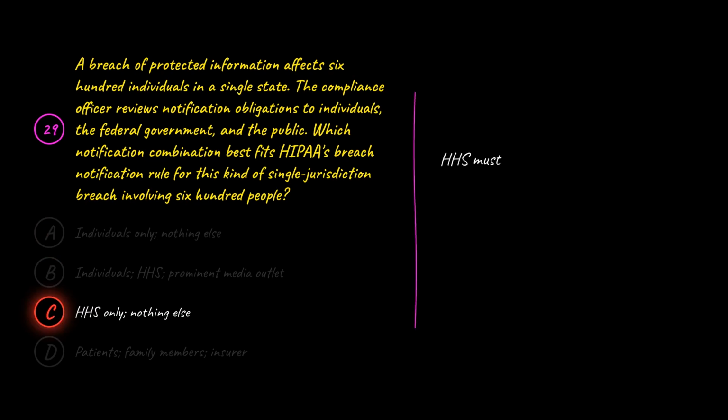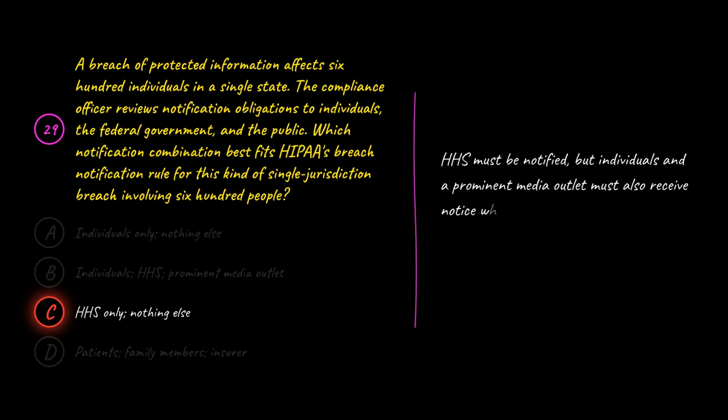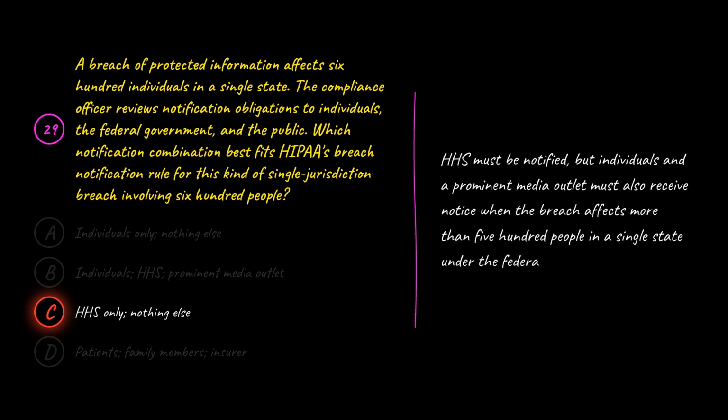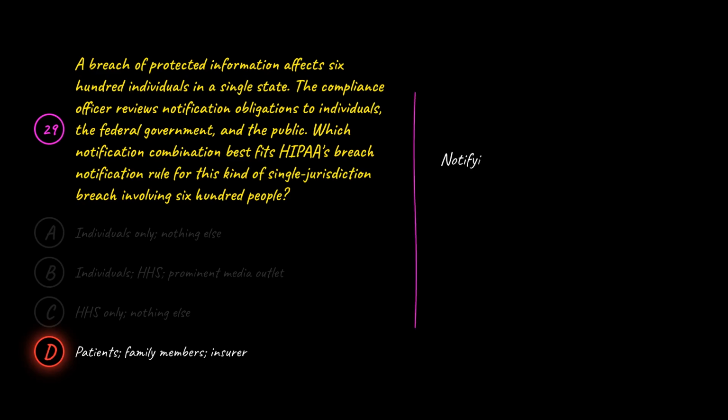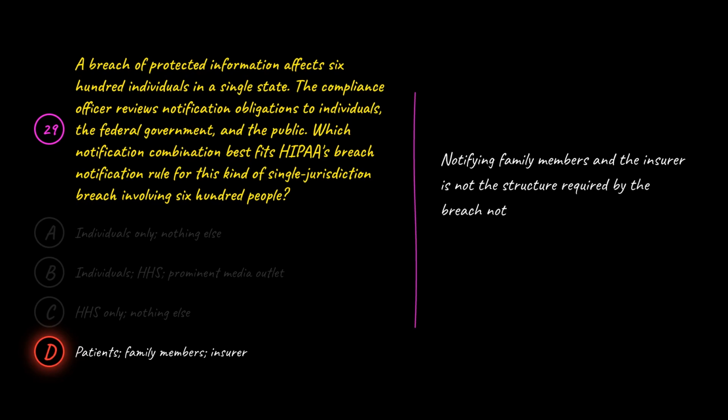C is wrong because HHS must be notified, but individuals and a prominent media outlet must also receive notice when the breach affects more than 500 people in a single state under the federal rule. D is wrong because notifying family members and the insurer is not the structure required by the breach notification rule, which sets specific notice obligations to the affected individuals, to HHS, and to the public.